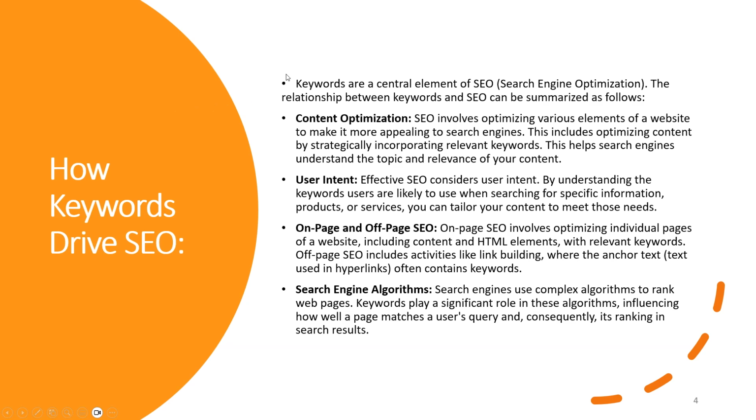Finally, keywords are essential, or how keywords drive SEO. Keywords are a central element of SEO, search engine optimization. The relationship between keywords and SEO can be summarized as follows. Content optimization: SEO involves optimizing the various elements of a website. We've already covered that before. This includes optimizing content by strategically incorporating relevant keywords. This helps search engines understand the topic and the relevance of your content.